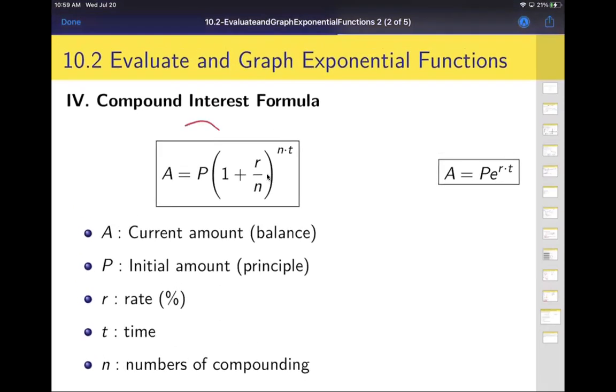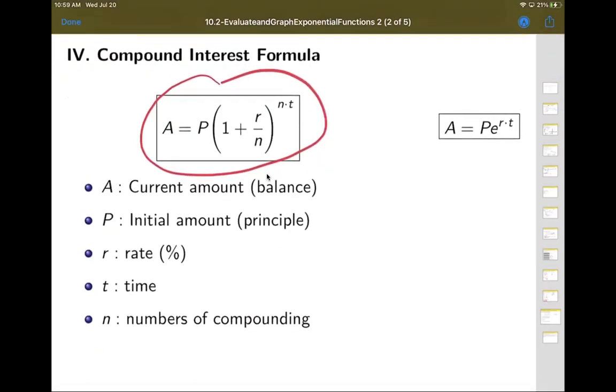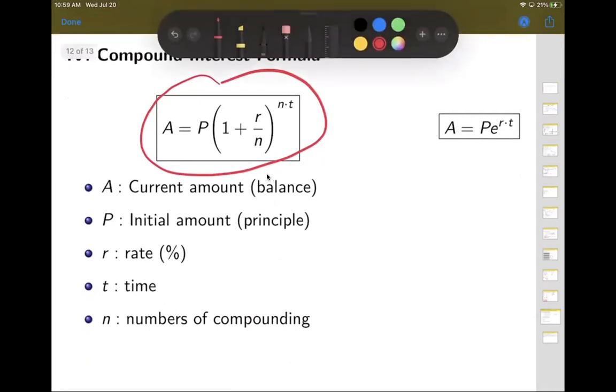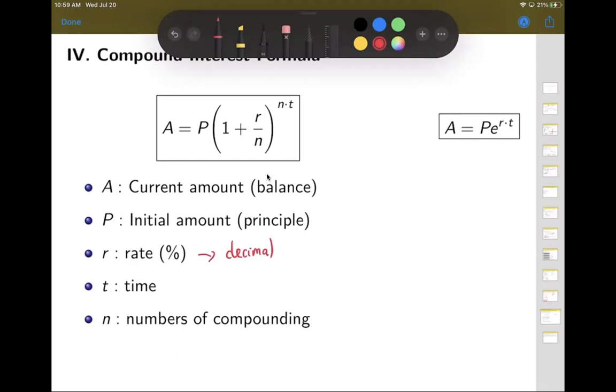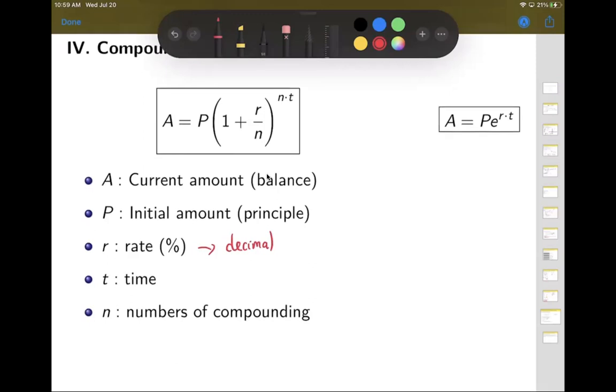But here is the formula. The bottom line is the formula, where A is the current amount, or a lot of times the bank calls it the balance, right? P is your initial amount, or the bank calls it the principal. R is your rate in percentage, but in the problem, I want you to change it into a decimal. T is your time, how long you invest. N is the number of compounds. Like I said, you compound yearly, semi-annually, quarterly, monthly, etc. So that's the compounding.